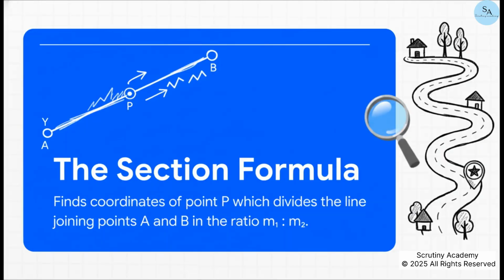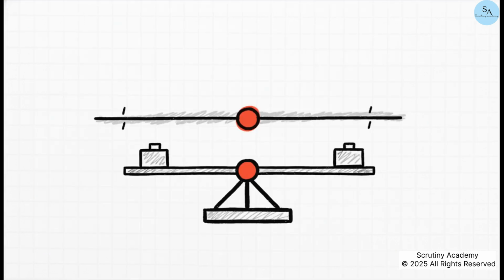Okay, I know this one can look a little intimidating at first, but trust me, it's super logical. It helps us find the exact coordinates of a point, P, that splits a line in a specific ratio, like m1 to m2. Think of it like this. You're driving from city A to city B. This formula tells you the exact GPS coordinates of a coffee shop that's, say, 3/4 of the way there. It's a precision tool.